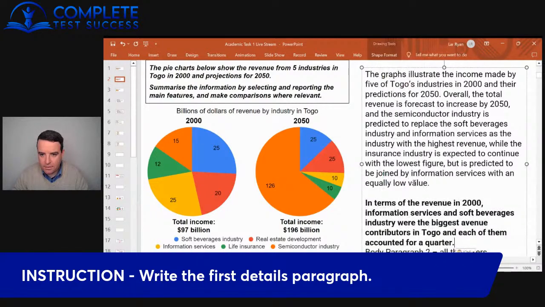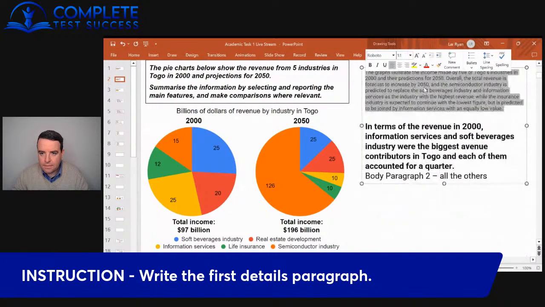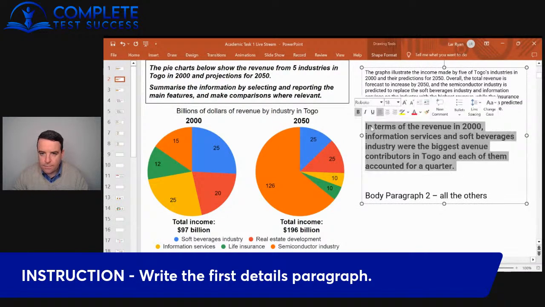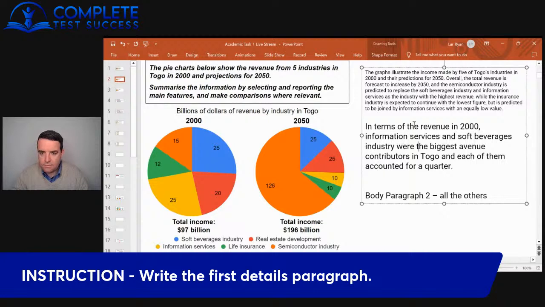Okay, so let's make this our body paragraph 1. Okay. In terms of the revenue in 2000, the information services and soft beverages industries were the biggest contributors in Togo, and each of them accounted for, and now we need $25 billion. Okay. Oh, no, I don't need to put in dollars because I put in the dollar symbol.